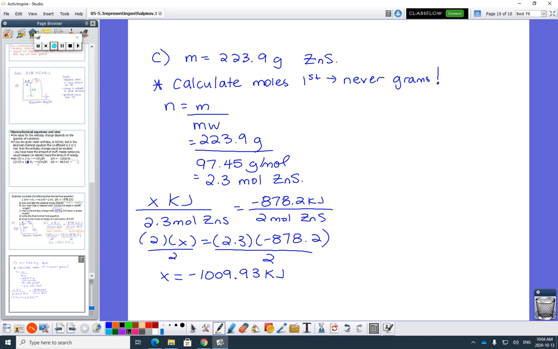Yes. The only real times where it'd probably be in joules is if it was a super simple question or a calorimeter.